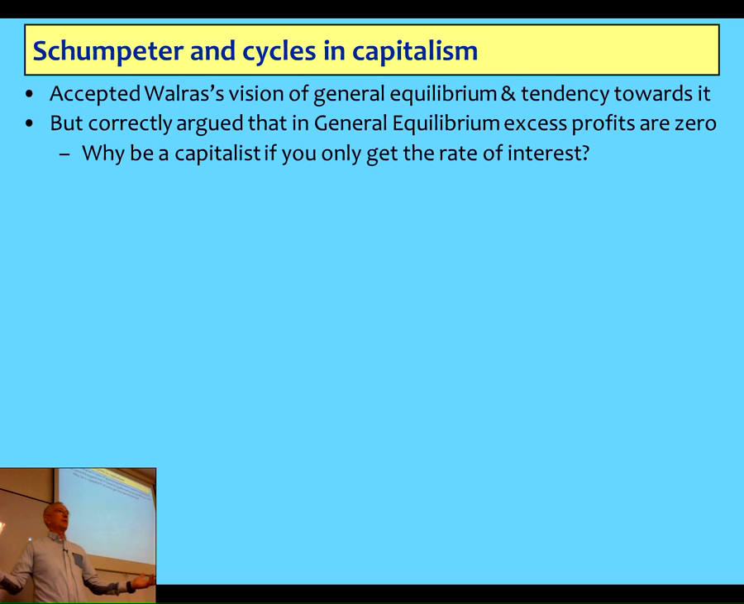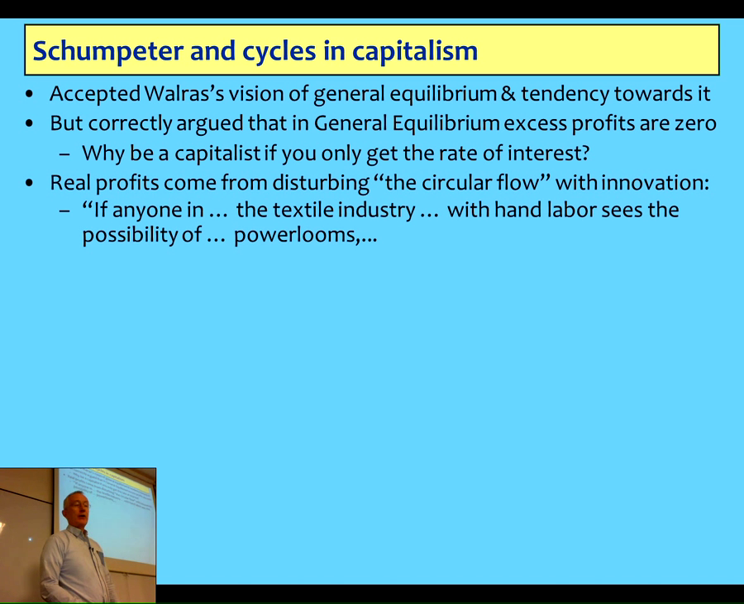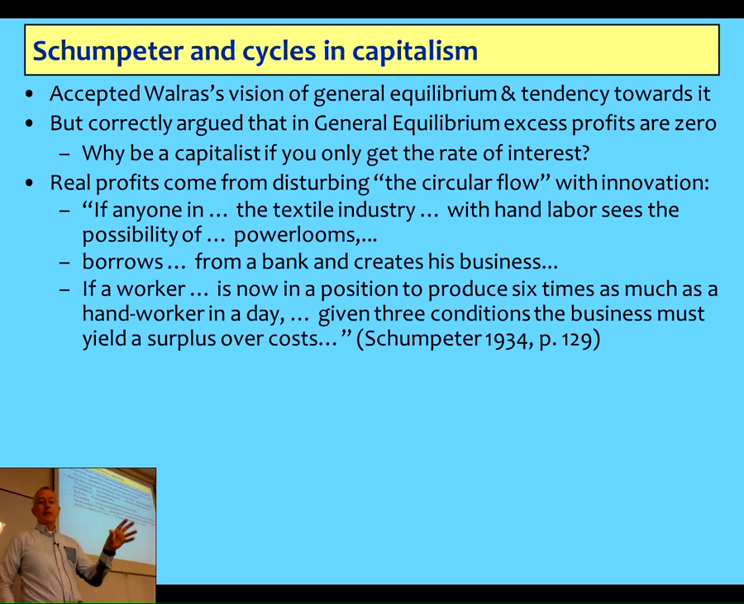Why be a capitalist if all you get is the same rate of interest you'd get if you put the money in a banking account? So he said real profits come from disturbing this equilibrium, what he called the circular flow. And he says, imagine somebody in textiles who works out you can go from hand looms to power looms. Borrows from a bank. Notice he's got banks in there straight away. And creates a business. And then if a worker can now produce six times as much in a day using the machinery as they would have been able to using a hand loom, then given three conditions, which I'll talk about tomorrow, you'll get a surplus, and therefore you'll make genuine profits.